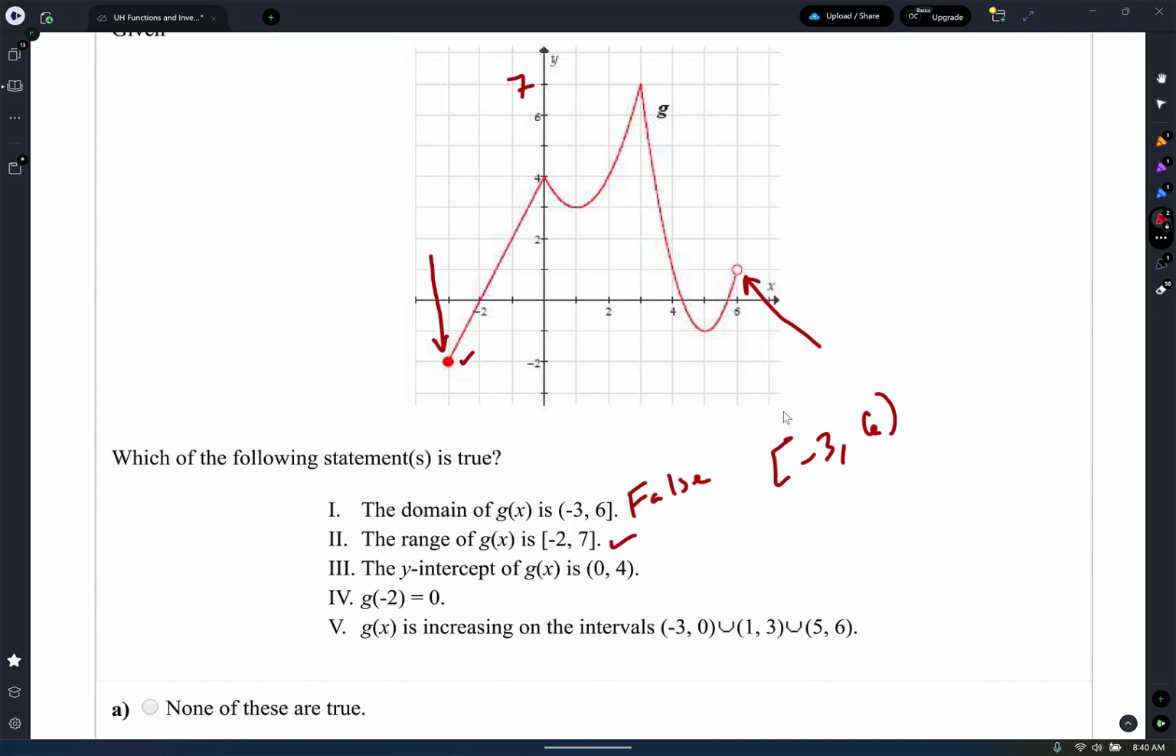The y-intercept is 0, 4. Yep, it looks like that 0, 4 is a y-intercept. That's where I cross the y-axis.